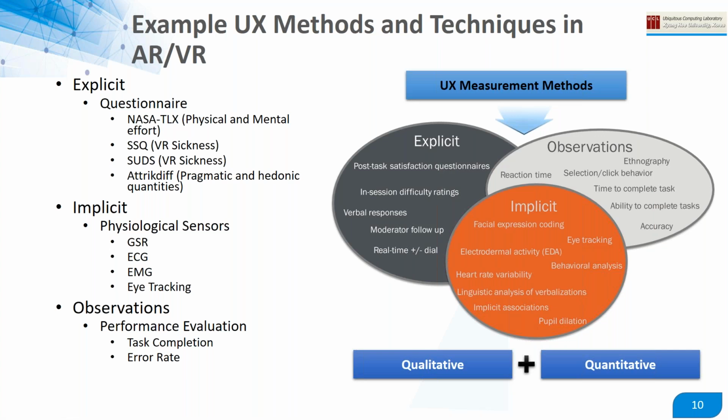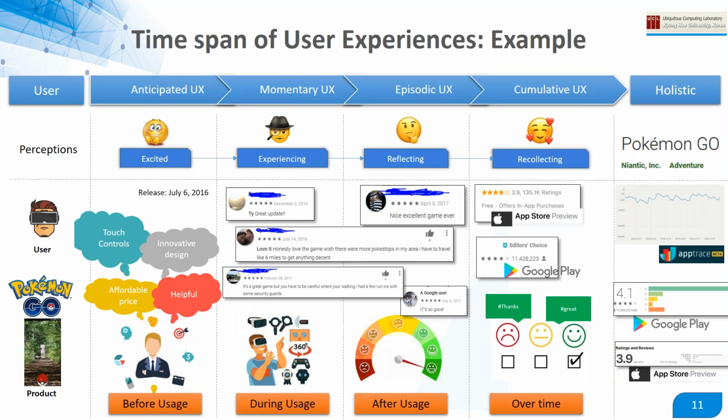And we can also use observational techniques to check how the user performed the task with different trackers. We can also check with the help of a camera. These are the observational technique methods. This is an example of time span. I mentioned earlier the time span of the users.